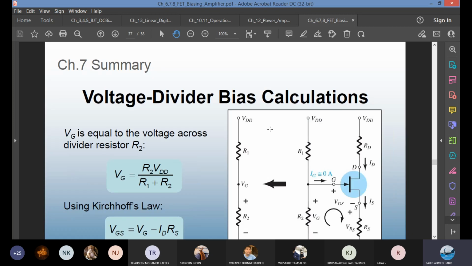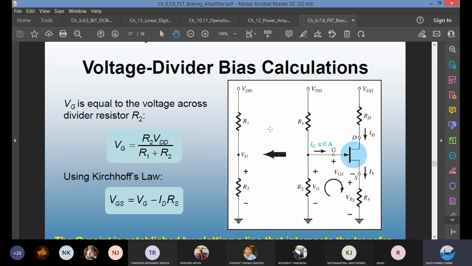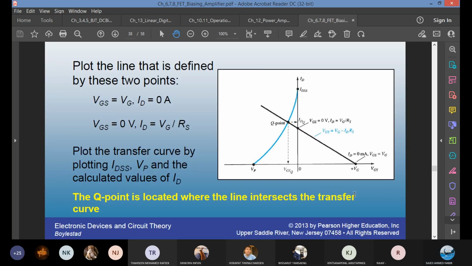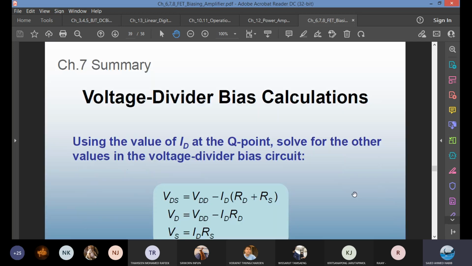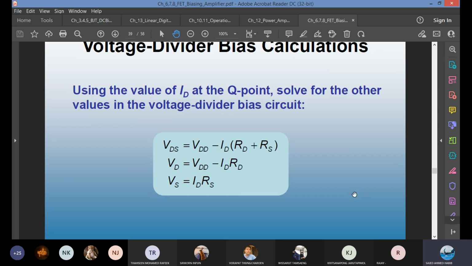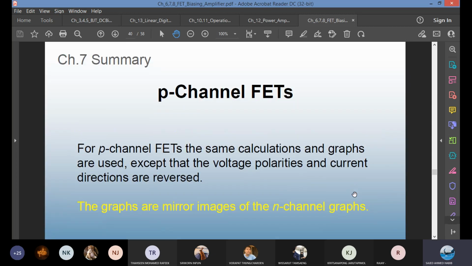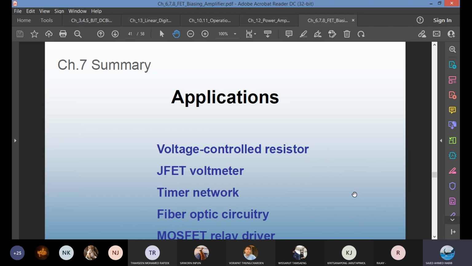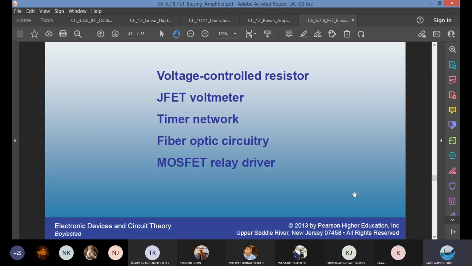Input loop, what is VGS? VG minus IDRS. This is a curve that has a positive coefficient on the x-axis. Find the Q point. The formulas will be given. The different formulas are on the formula sheet if you need to use them. P channel is the mirror image of N channel. P channel we did not study. Our course was based on N channel.